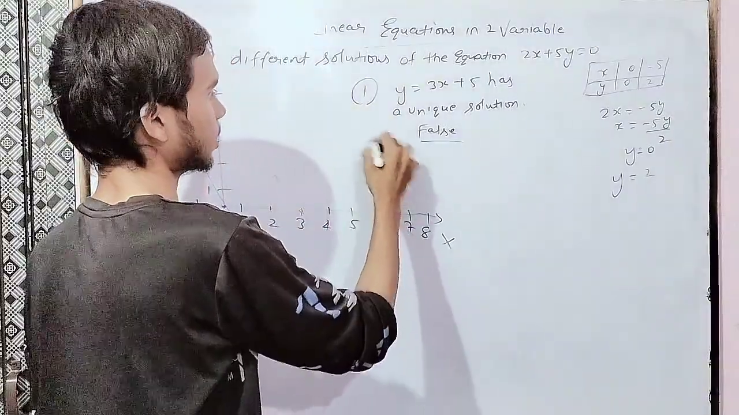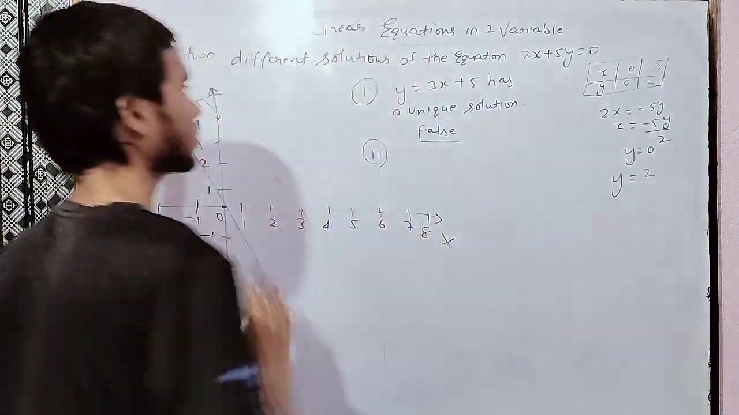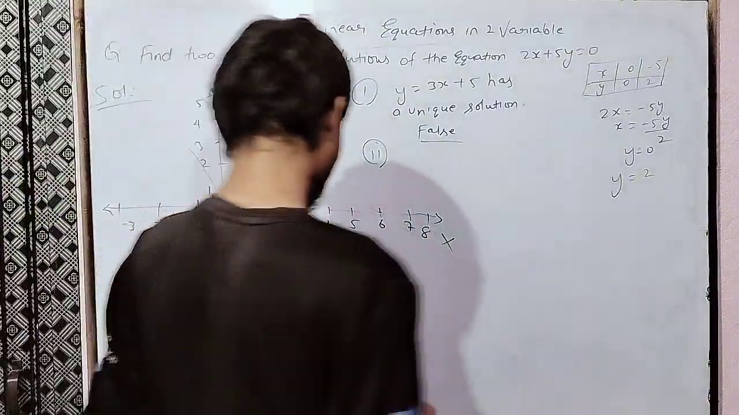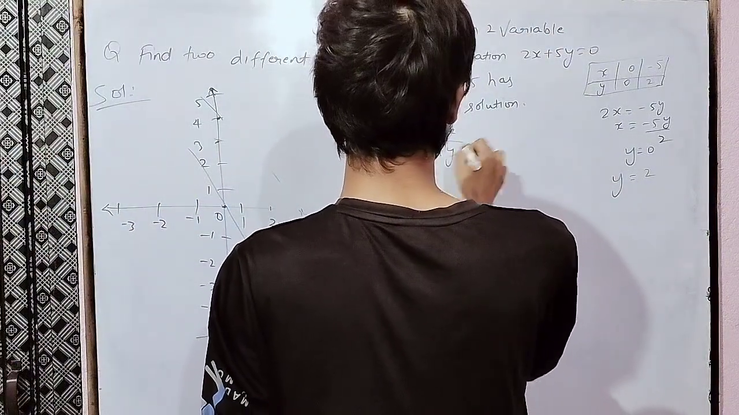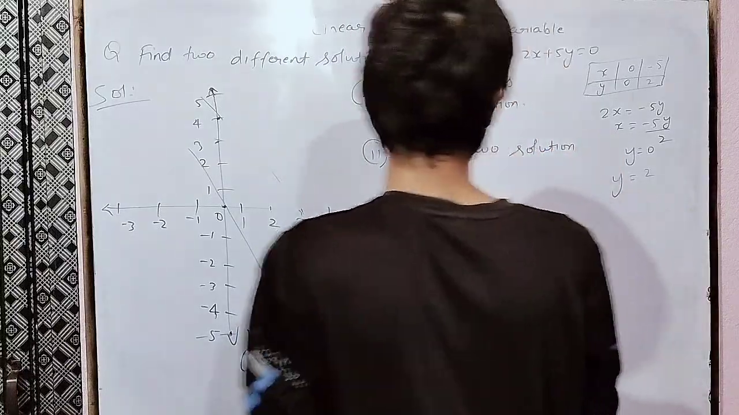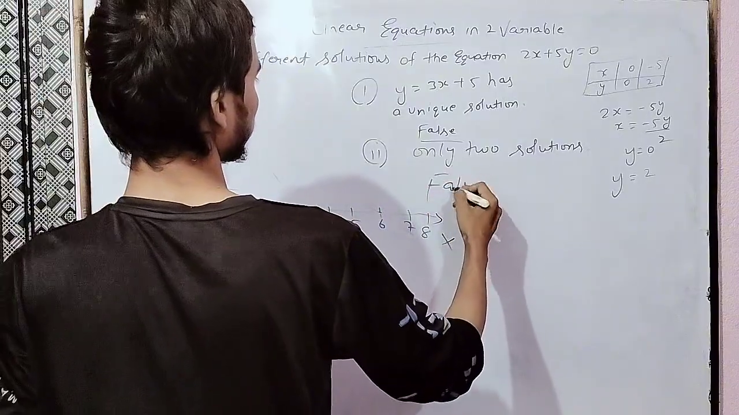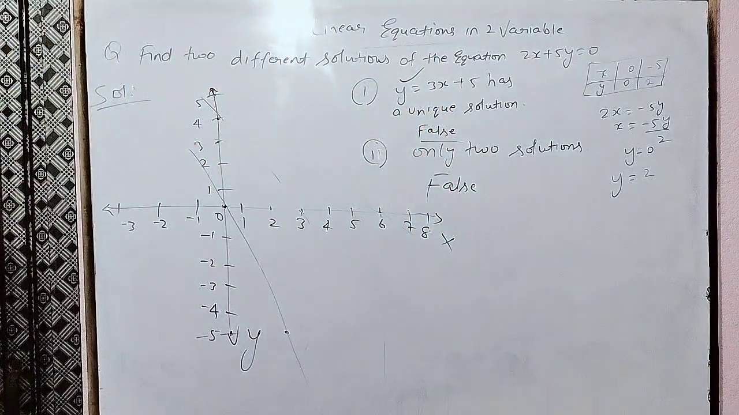Now the second is, the equation is the same, but next is, it has only two solutions. But again, this is false, because it is a linear equation. It has unlimited solutions.